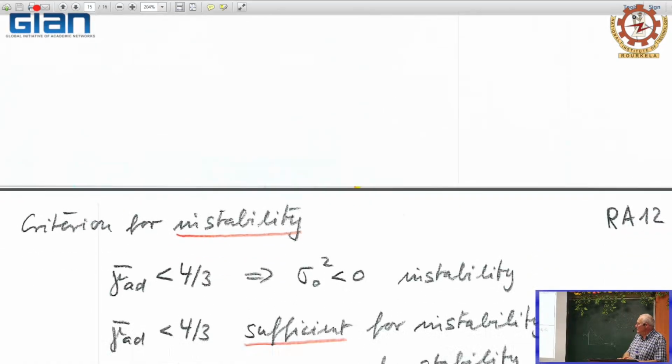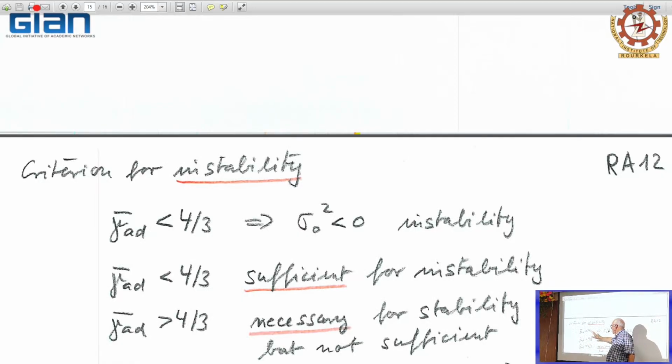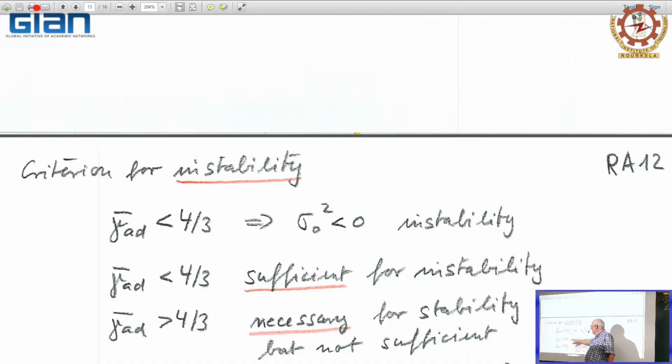Okay, so we have a criterion for instability. If the mean adiabatic index falls below 4/3, we have sigma naught squared smaller than 0, and therefore we have instability. So the mean gamma adiabatic smaller than 4/3 is a sufficient condition for instability. On the other hand, the mean adiabatic index being bigger than 4/3 is a necessary condition for stability, but not a sufficient one. And people confuse sufficient and necessary.